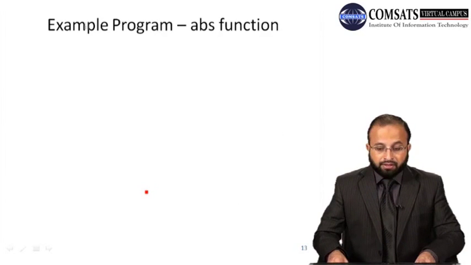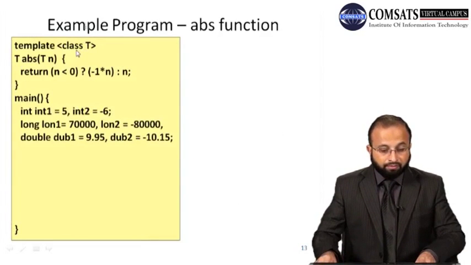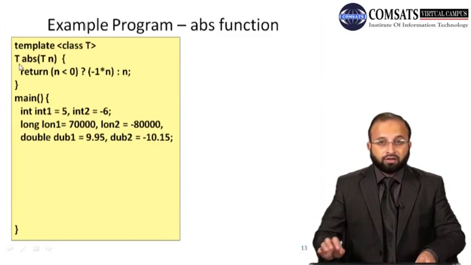Example program with ABS template function. So we have a template class t. So t abs t n. So n is the name of the parameter. The type of a parameter is t, and the return type of ABS function is also t.